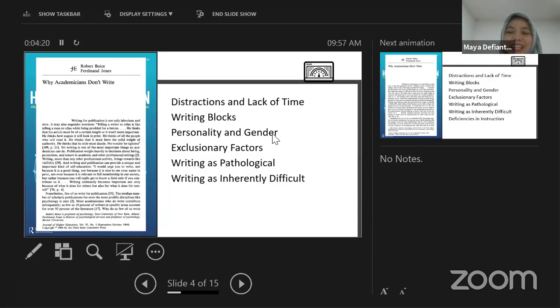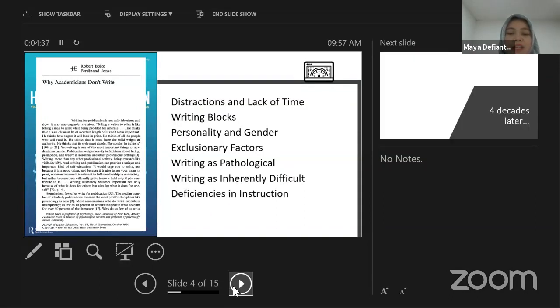So I will just review what I said. In 1984, Boyce published their seminal article that focused on why academicians don't write. And here are their reasons why they do not write for publication. And then deficiencies in instruction. At that time, writing for publication was actually not really imposed by universities. This article is called a seminal article because it is an awakening alarm for academicians about why they do not write. It is also an alarm that writing for publication is pivotal for researchers.